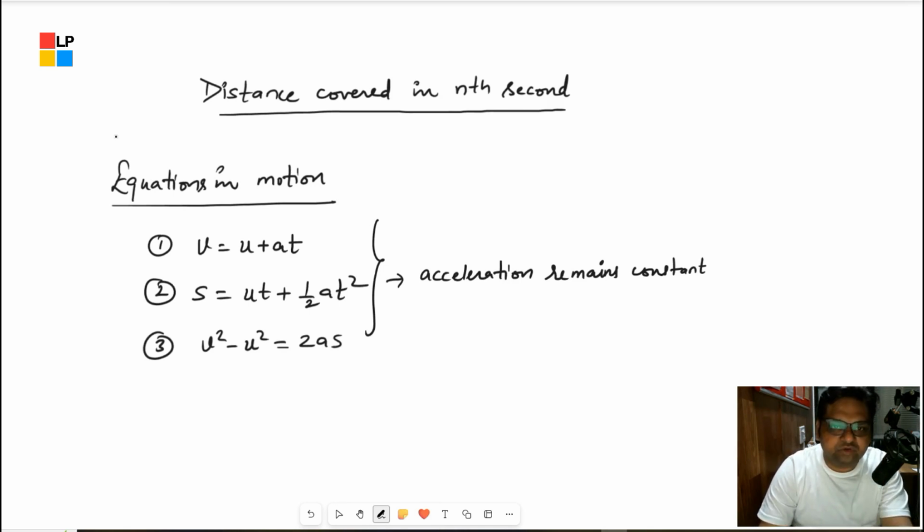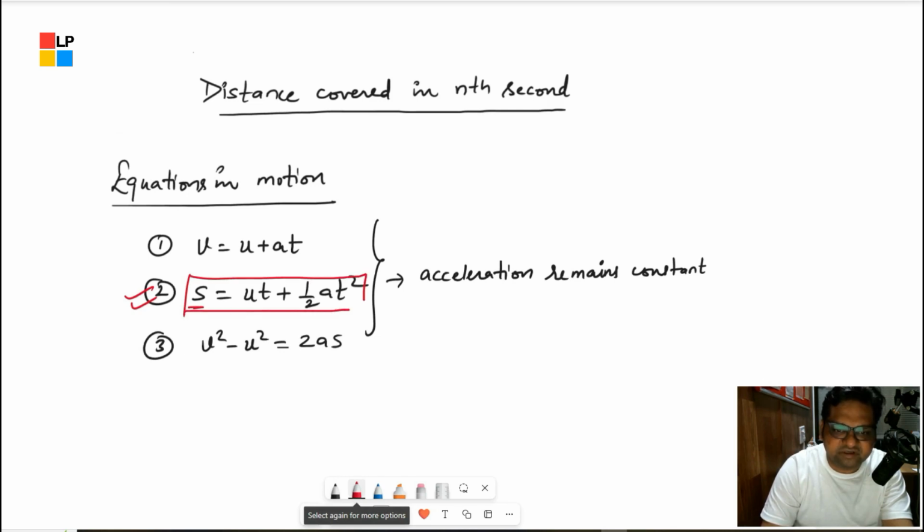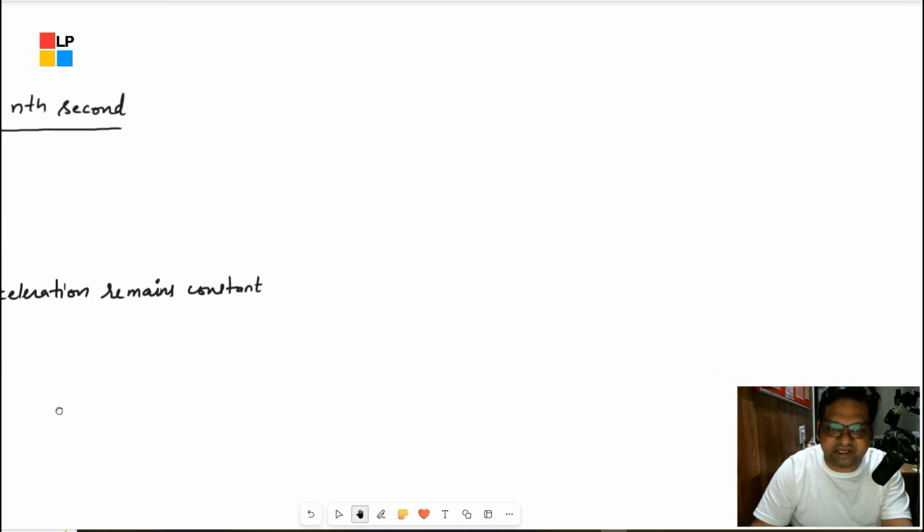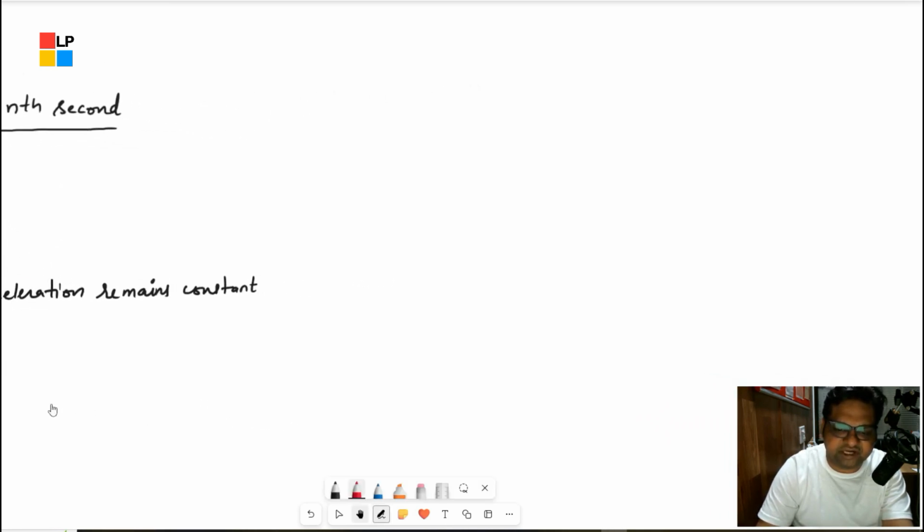So how to determine the distance or displacement covered in nth second? We need to take the help of equation number 2, because it is about the displacement, it is about the distance covered. So we will take out this equation and we will discuss in detail the distance covered in nth second. Let us demonstrate it. Let us picture it.